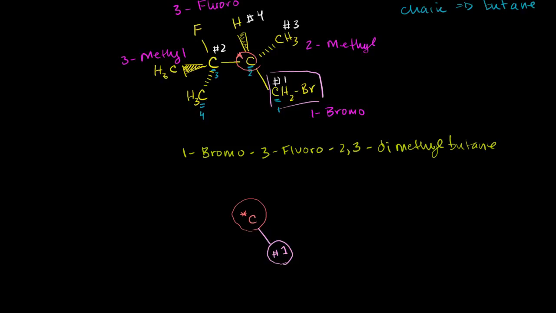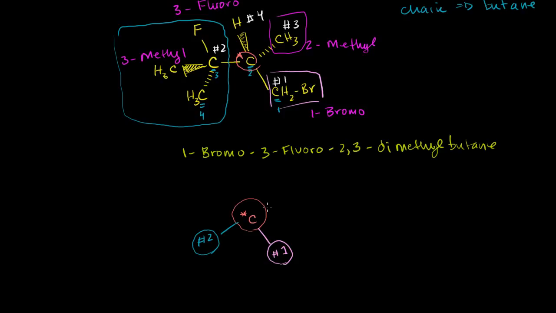Over here, also in the plane of the screen, I have our number 2 group. So let me do it like that. Then you have your number 3 group behind the molecule, the way it's drawn. Maybe I'll do that in magenta. It's behind the molecule, so I'll draw it like this. This is our number 3 group. And then we have our number 4 group, which is the hydrogen pointing out right now.